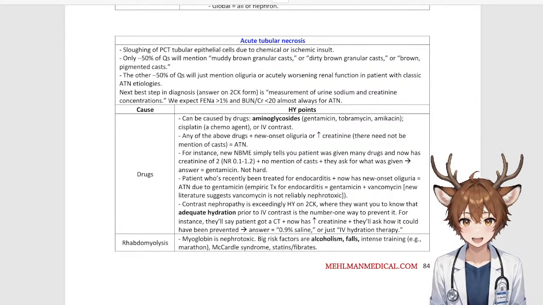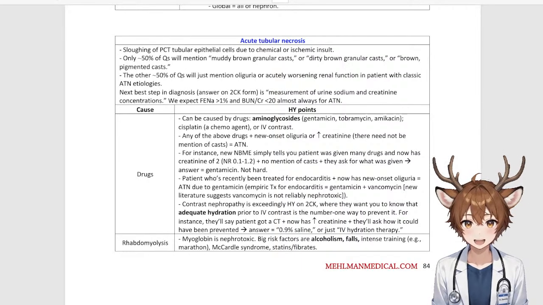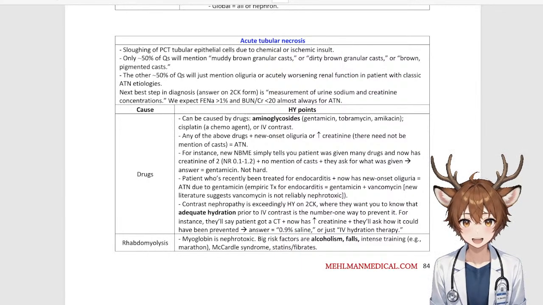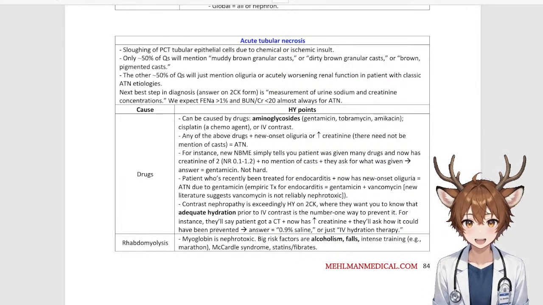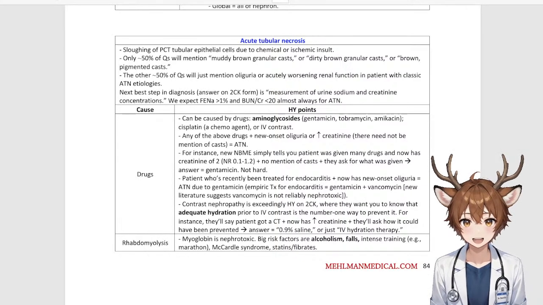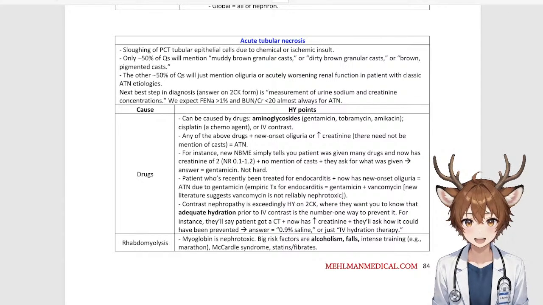Next best step in diagnosis, answer in Step 2 CK form, is the measurement of urine sodium and creatinine concentrations. We expect the fractional excretion of sodium to be greater than 1% and the BUN to creatinine ratio to be less than 20, almost always for acute tubular necrosis. So what can cause it?